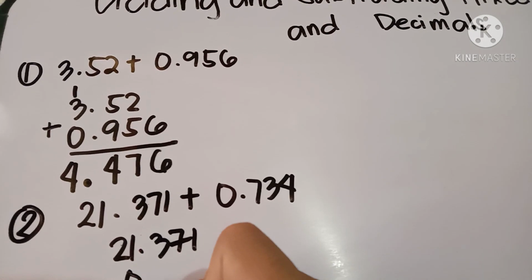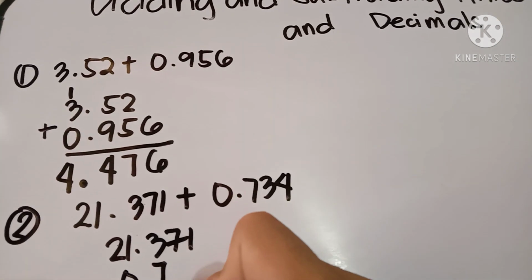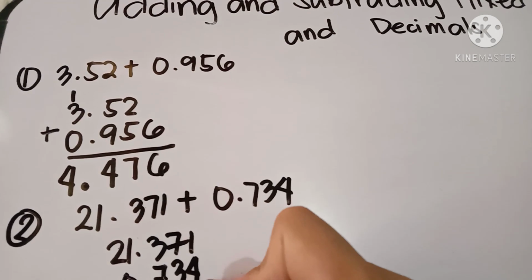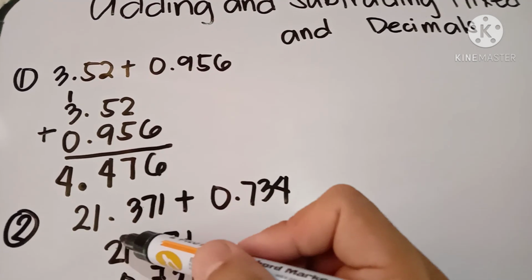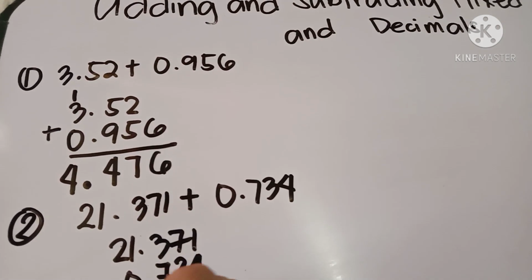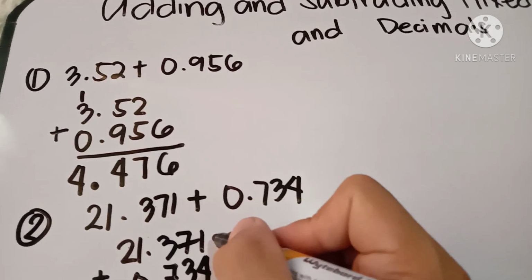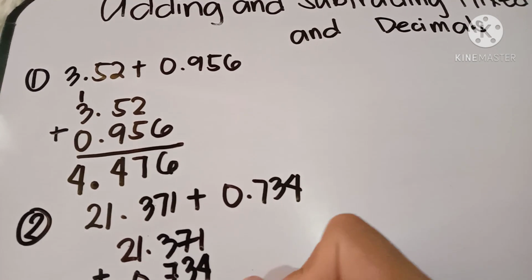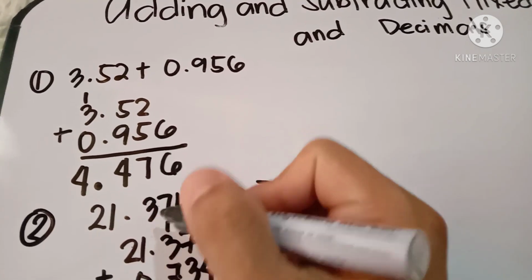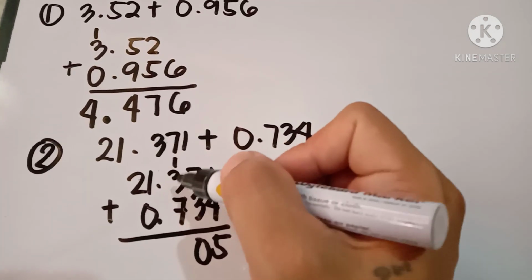See to it that the decimal points are aligned, the tens digit, the hundredths digit, the thousandths digits, and so on. Pati na rin ang ones digit sa whole number. Okay, then add. Magsimulang mag-add sa rightmost digit. So 1 plus 4 is equal to 5. 7 plus 3, that is equal to 10. Write 0, regroup 1. 3 plus 1 is equal to 4.